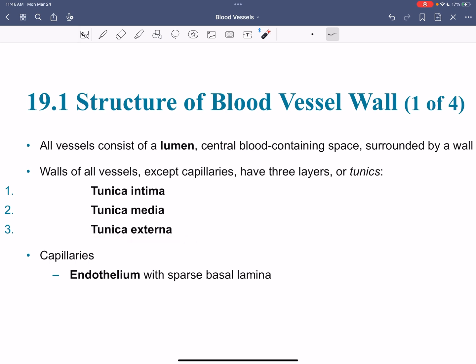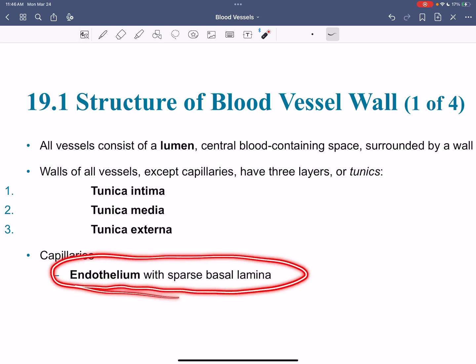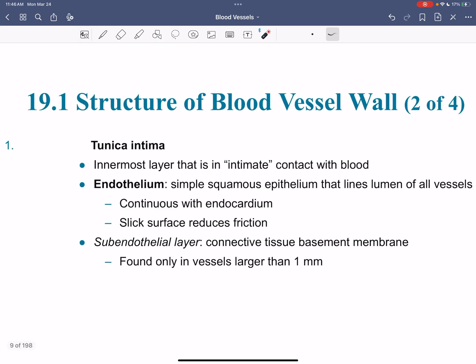Now, capillaries are different because we want them to be thin so we can do exchange between the blood and the tissue and the tissue and the blood. So what we're looking at is basically an endothelium with a very sparse basal lamina as a part of the structure and function of them. Let's start looking at the 3 layers of the blood vessel wall. Tunica interna, also known as intima, okay?